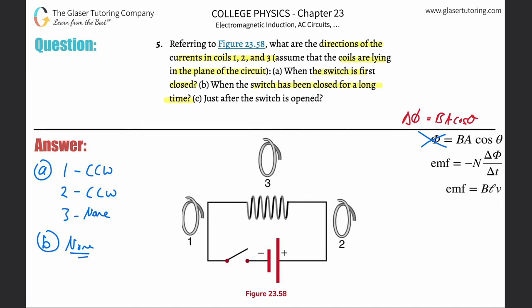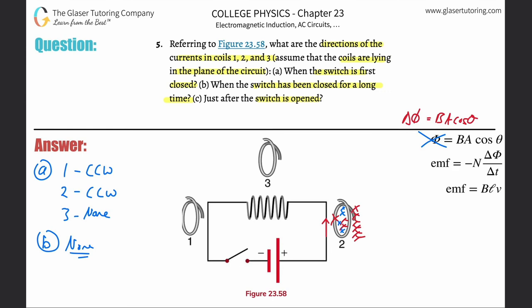Now, letter C, just after the switch is opened. The answers are basically going to reverse themselves. We still have a current moving up, but it's decreasing. So what's happening is that we have a whole bunch of X's, but the amount of them is now beginning to decrease. So what current will be induced such that it will increase the amount of X's? Because we have to oppose the change. Take a look at any one of the prior problems.